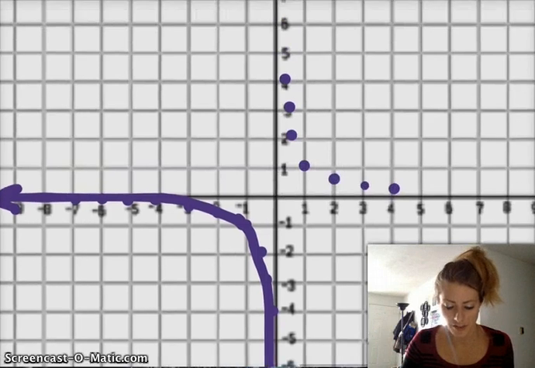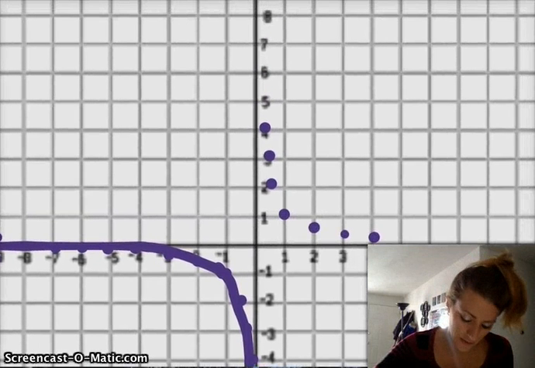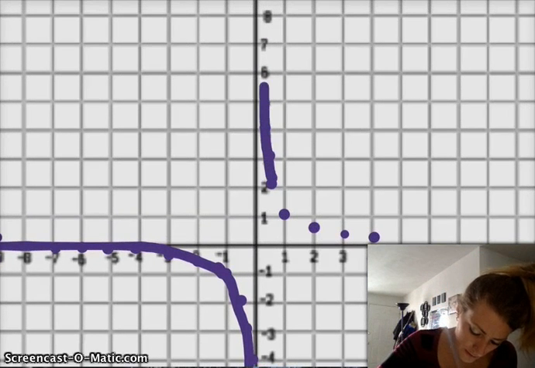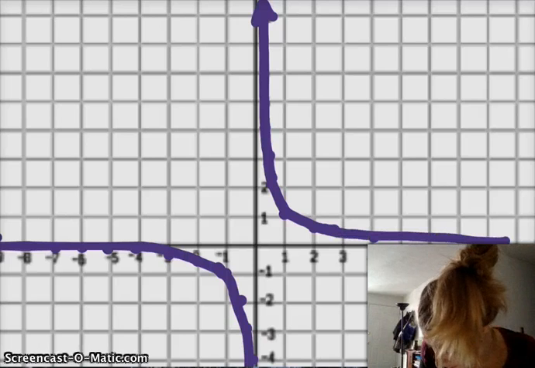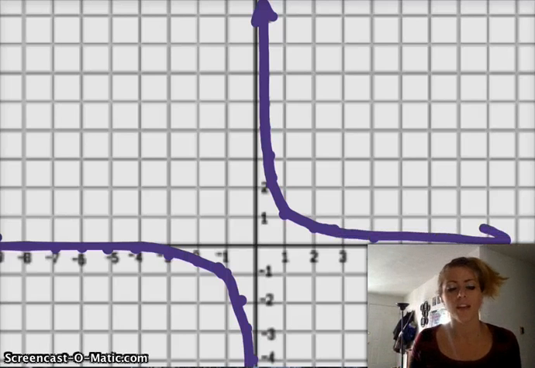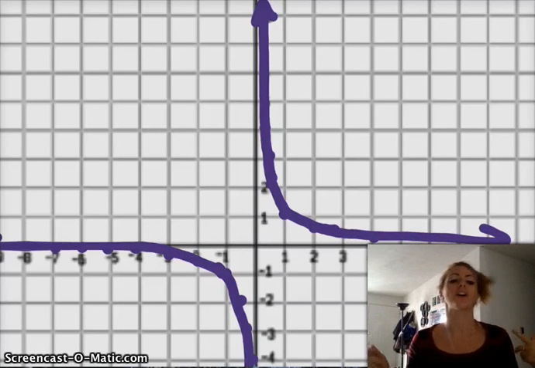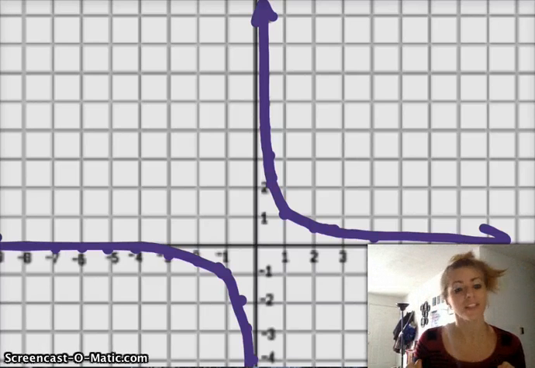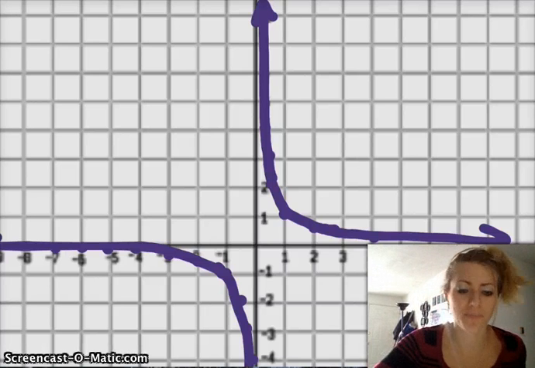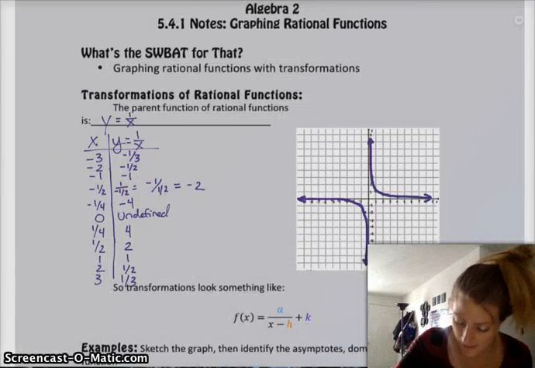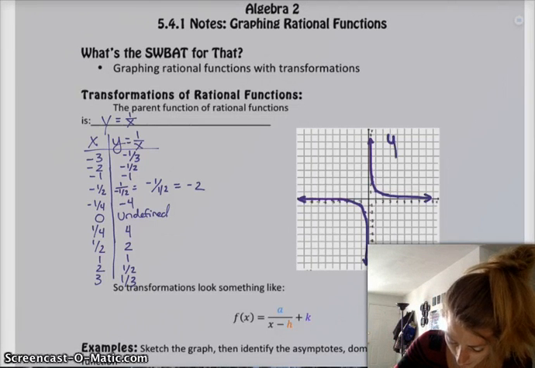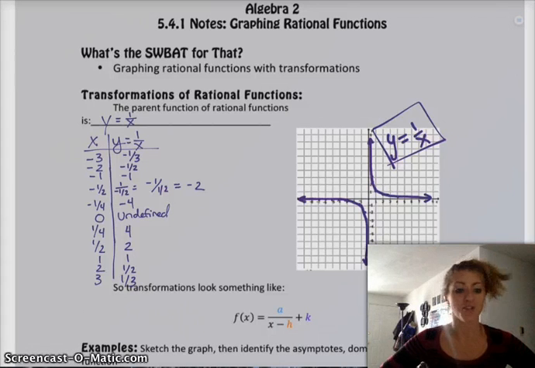And you can kind of see the trend there. Same thing. It's never going to cross the y-axis. It's going to get really close to it. Same thing with the x-axis. It's going to get really close to it, but never actually cross it, which means the x-axis and the y-axis are, in fact, asymptotes. Yay, asymptotes. And there's our parent function. So we're going to label this as y equals 1/x. Okay, so that's our parent rational function.